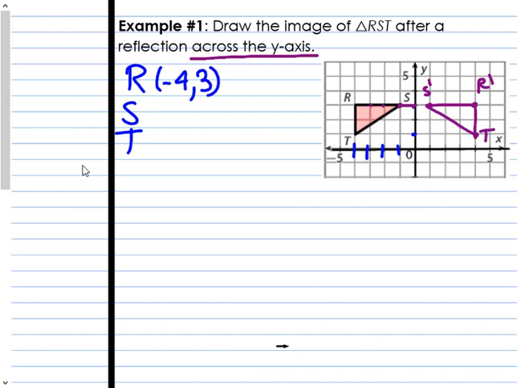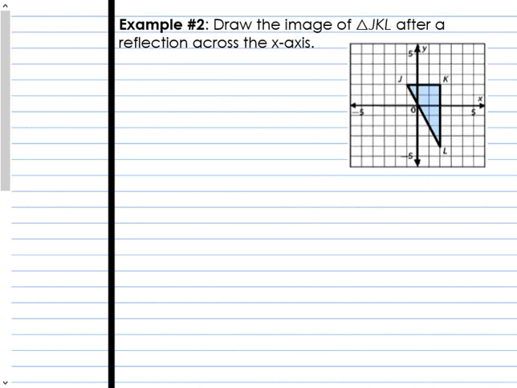So I'm not even going to go through doing all the coordinate notation because there's honestly no need to since we have a picture. We'll get to that. So example number 2. Draw the image of triangle JKL after reflection across the x-axis.